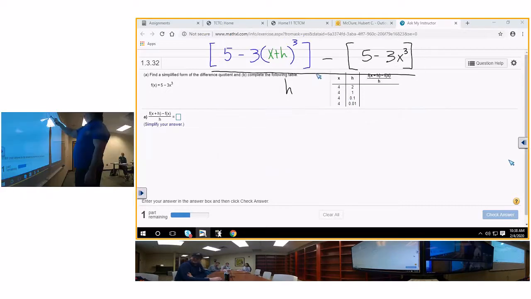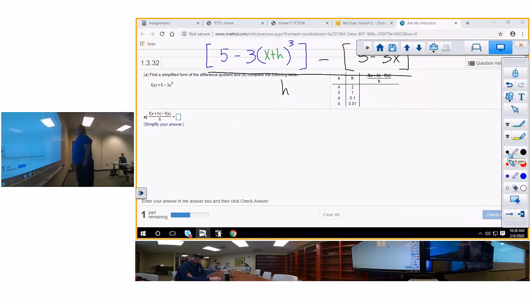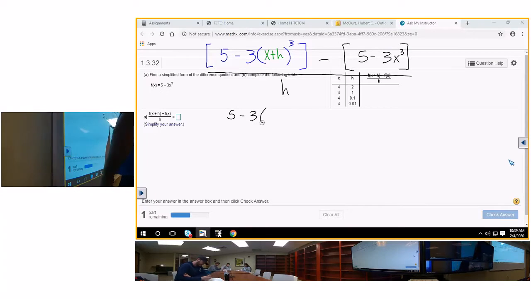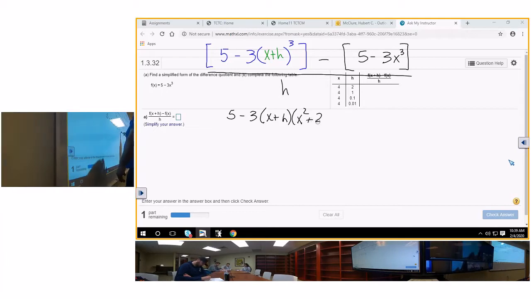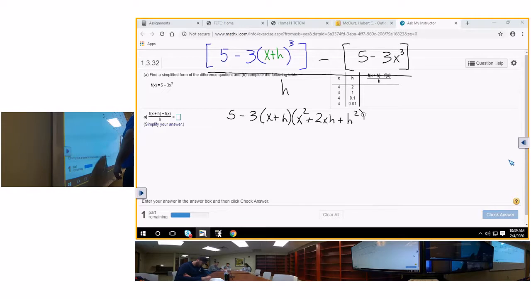That's right. All right, so here we go. 5 minus 3 times x plus h times x squared plus 2xh plus h squared.